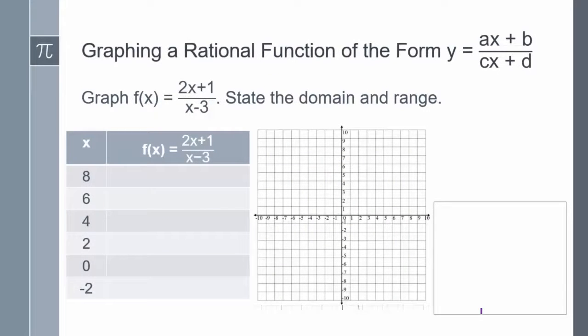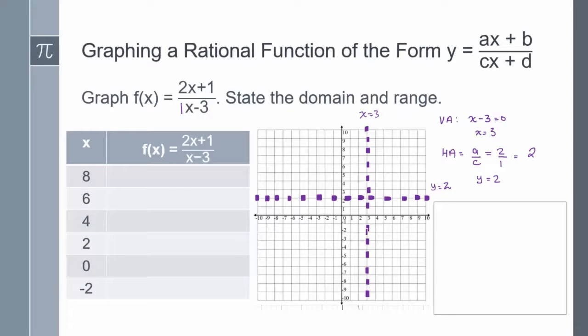Graph the function f of x equals 2x plus 1 over x minus 3. State the domain and range. Let's start by finding our vertical asymptote. Our vertical asymptote is where our denominator cannot equal 0, which in this case, we cannot have an x value of 3. To find a horizontal asymptote, we take our a value of our numerator and divide it by our c value of our denominator. Here my a value is 2, and my c value over here is 1. 2 divided by 1 is 2, which means my horizontal asymptote is at y equals 2.